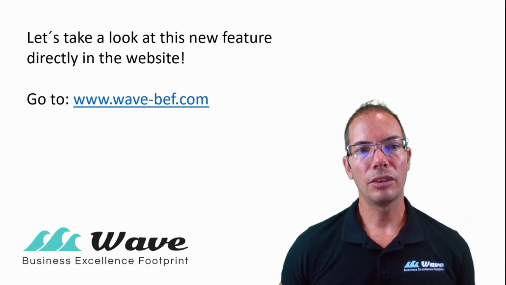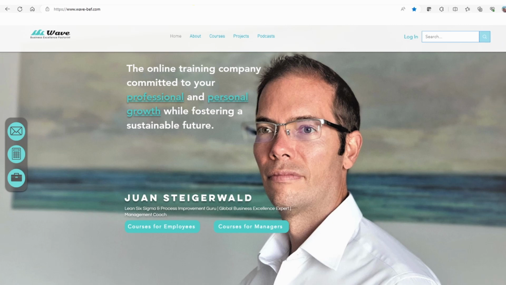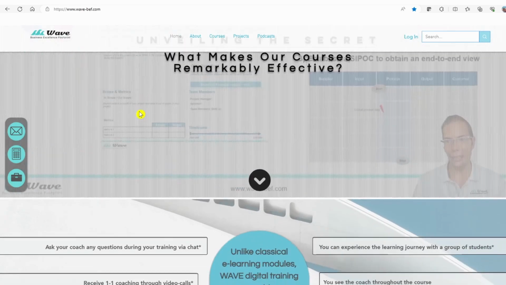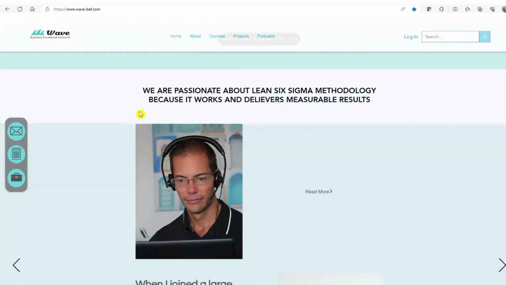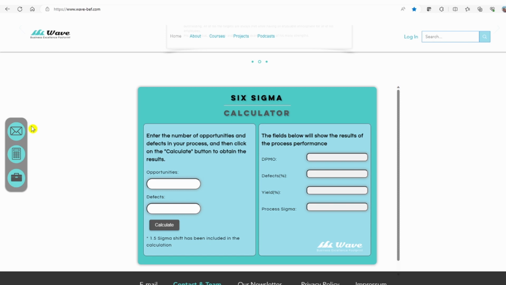We go straight to www.wave-bef.com. And here we are on the website of Wave Business Excellence Footprint, and you have two options to get to the Six Sigma calculator. Either you scroll down all the way to the bottom of the homepage and you arrive at the calculator right there, or here on the left you have a box with three icons: the contact, the Six Sigma calculator, and the third icon is the tool vault.